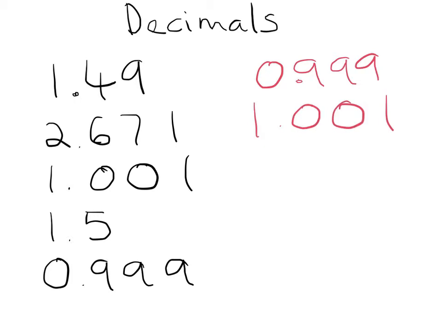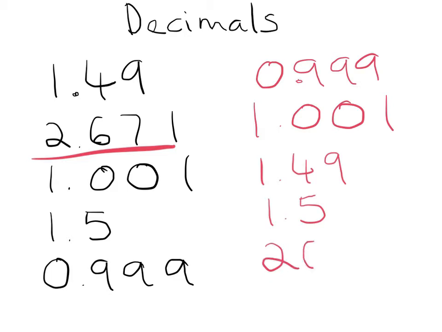Then we look for out of these 2, because they both have 1. This one's a 4, so it must be the smaller one. 1.5 is greater than 1.49. So it goes 1.49, 1.5, and then the last number that we haven't talked about is 2.671.